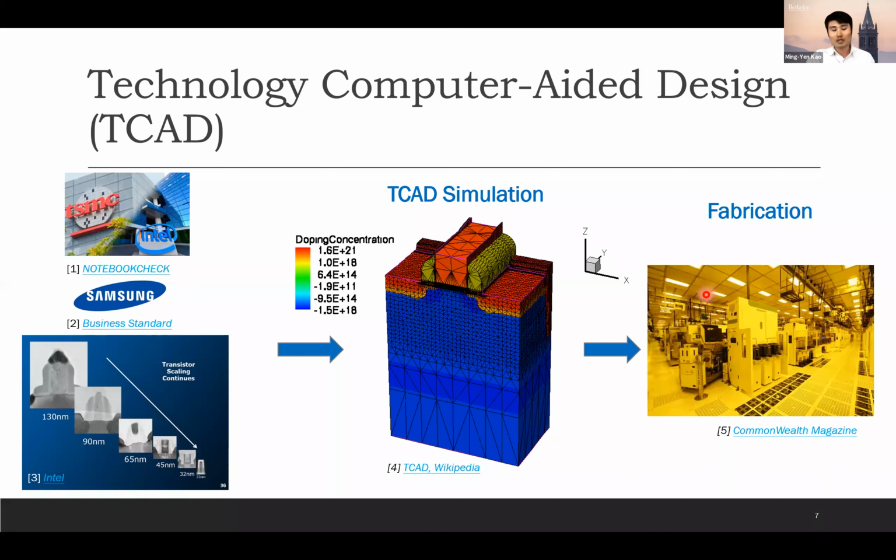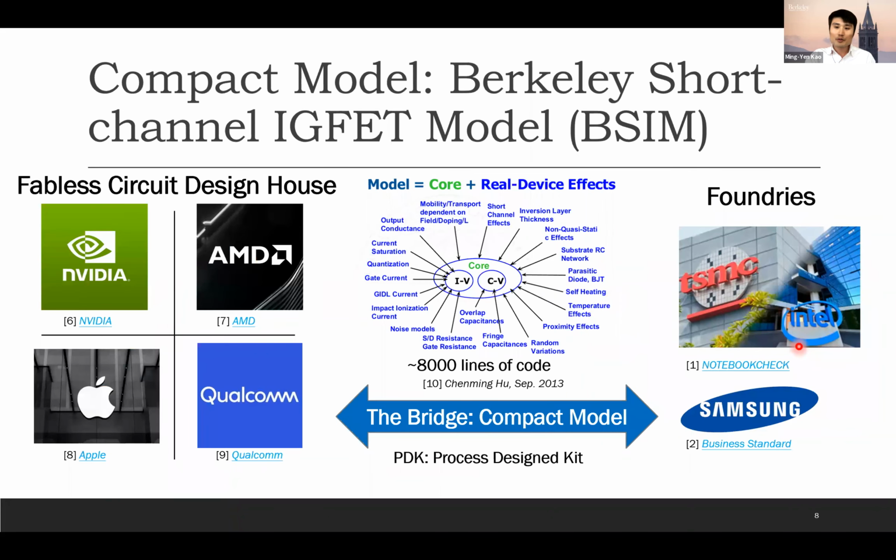And once those foundries develop a good new technology, they have to deliver information about what's included in that new technology in the form of the PDK, the process design kit. And that PDK is composed of the compact models, first, and second, the model cards.